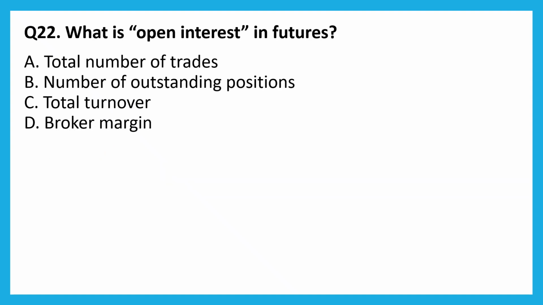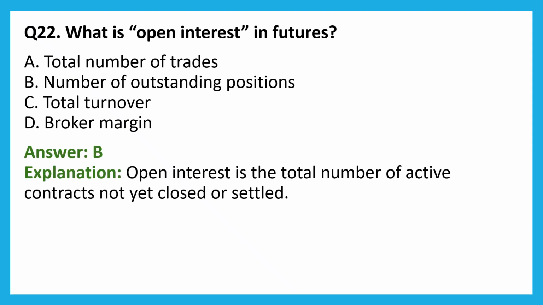Next question. What is open interest in futures? Option A, total number of trades. Option B, number of outstanding positions. Option C, total turnover. And option D, broker margin. Correct answer is option B, number of outstanding positions. Open interest is the total number of active contracts not yet closed or settled.